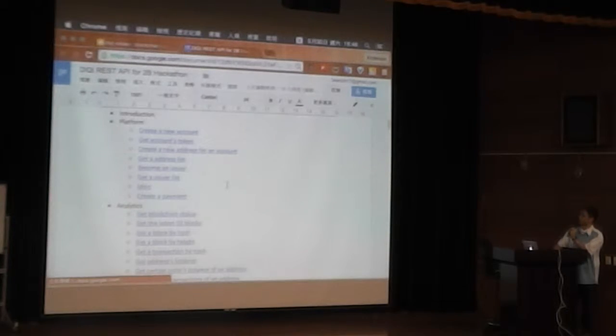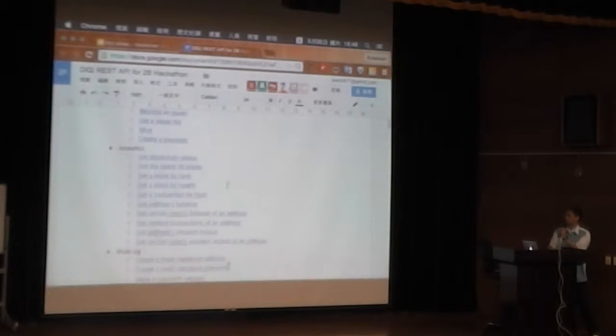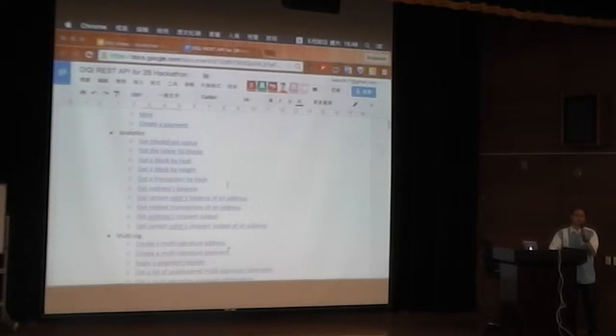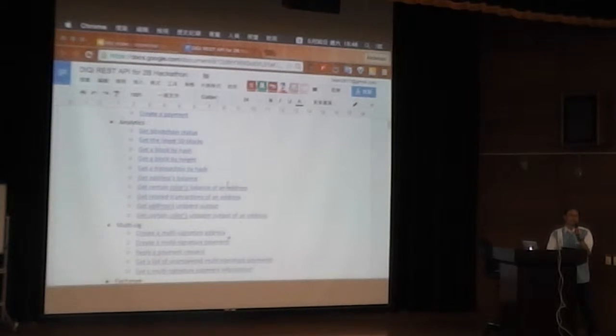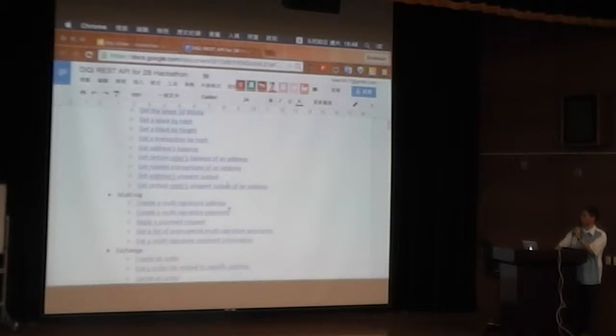The platform API is the one for creating an account or making payments, or creating an issuer or minting a new coin, etc. And the analytics API is there to get information about the blockchain, such as the block and the address balance, etc. And there's also an API for the multi-sig exchange.